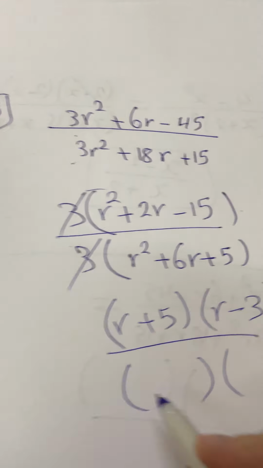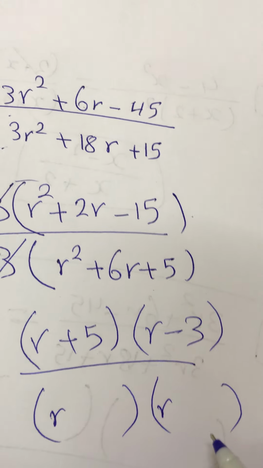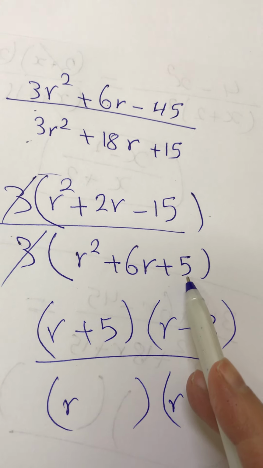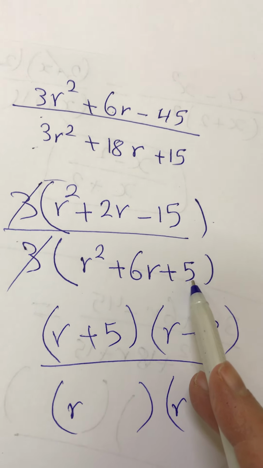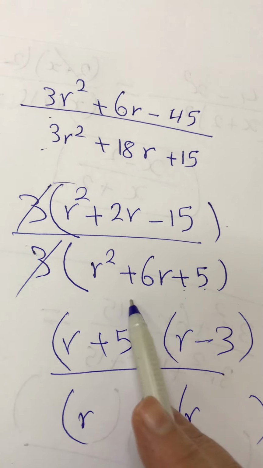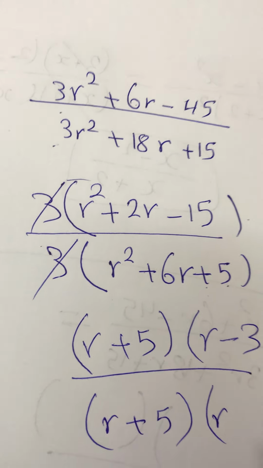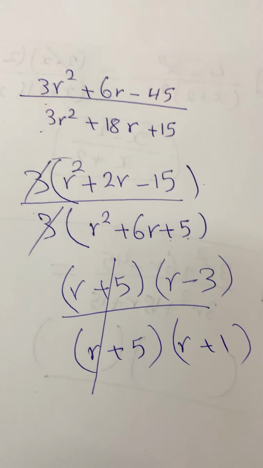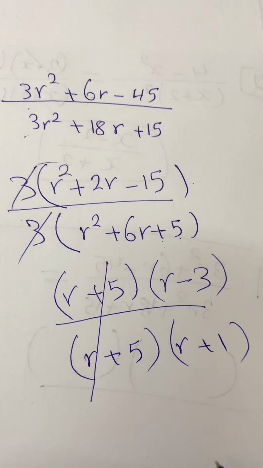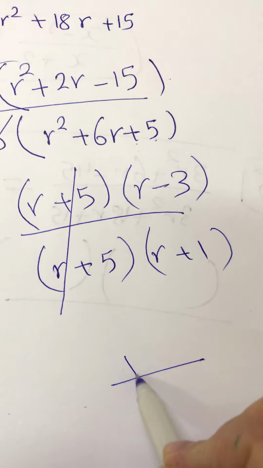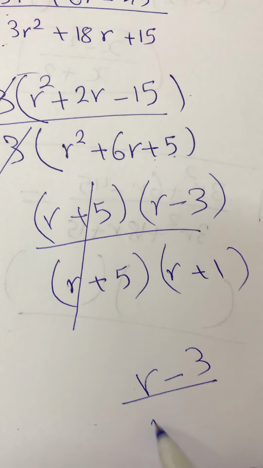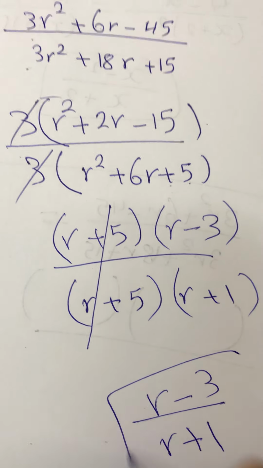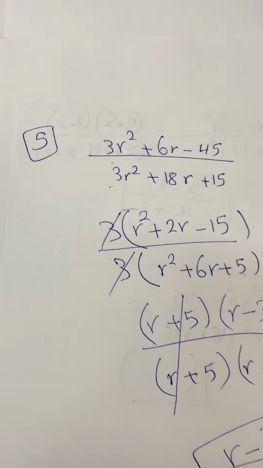Down, I have r square, it will be r here and there. And the 5. 5 comes from 5 times 1, not else. And all of them positive, so it will be positive 5 and positive 1. Now I have the same brackets up and down. Cancel them, give me 1. And the answer will be r minus 3 over r plus 1. This is answer number 5.